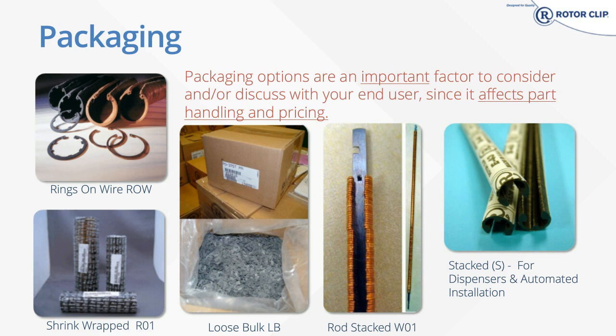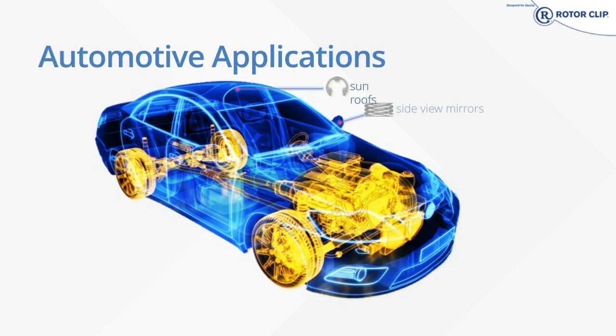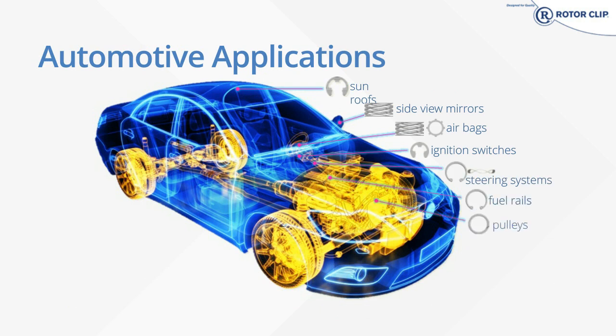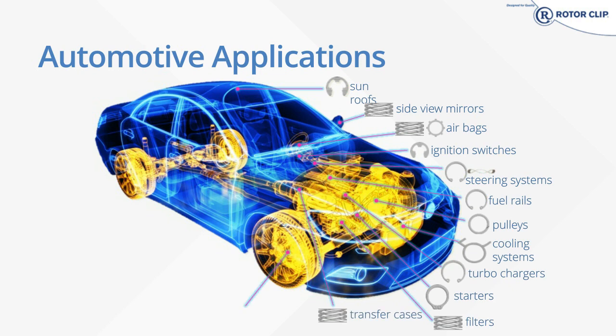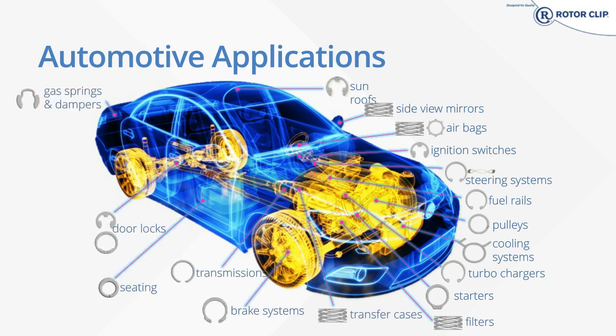So now you know a lot about retaining rings, but maybe you don't know where they're used other than on your specific application. They're all over. They're in sunroofs, side view mirrors, airbags, ignition switches, steering wheels. Skip a few, we'll go to turbochargers, starters, filters, transfer cases, brake systems, transmissions, seating, and door locks. Now that you know about them, you're going to see them everywhere.